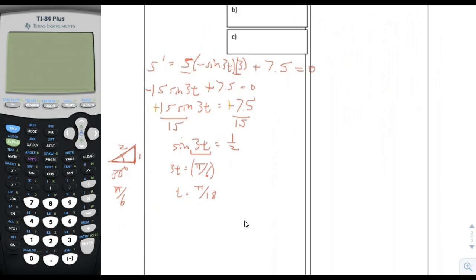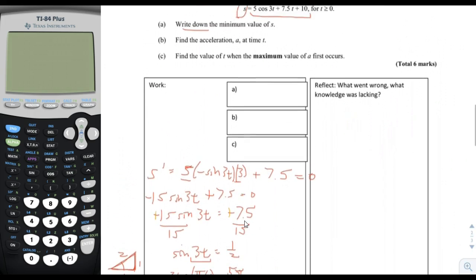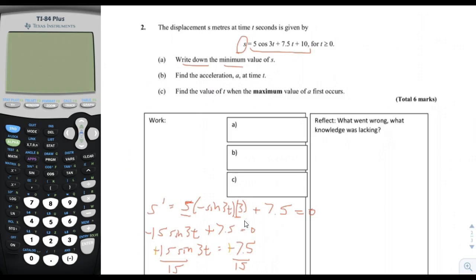Now remember, there's another triangle in the unit circle which also has a sine of 1/2. It would be this angle, which would be 150 degrees, which is equal to 5/6 pi. So 3t would equal pi over 6 or 5 pi over 6. And so it would be pi over 18 or 5/18 pi. Okay? So these are two possible values of t that are stationary points. We just need to see if they're minimums.